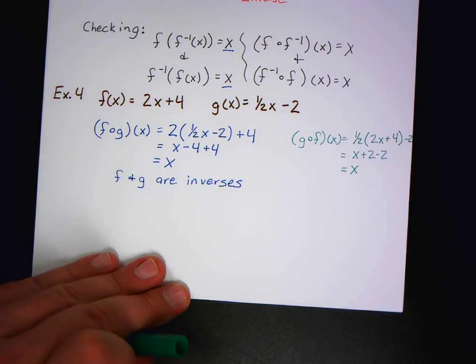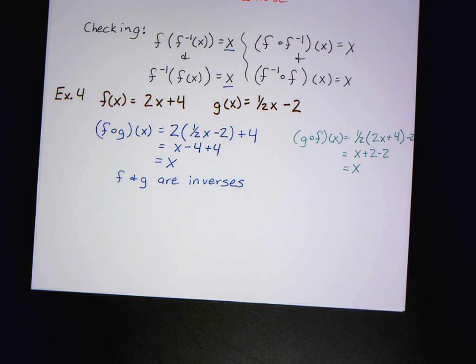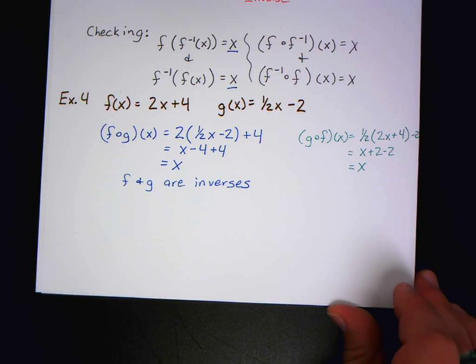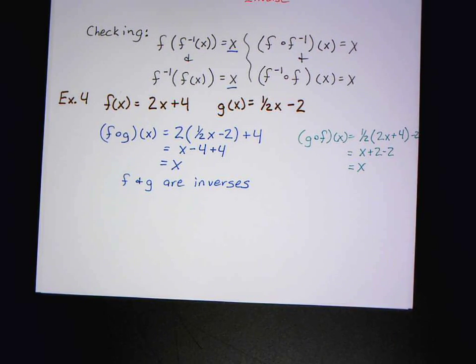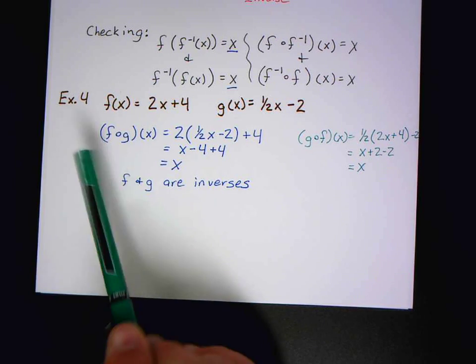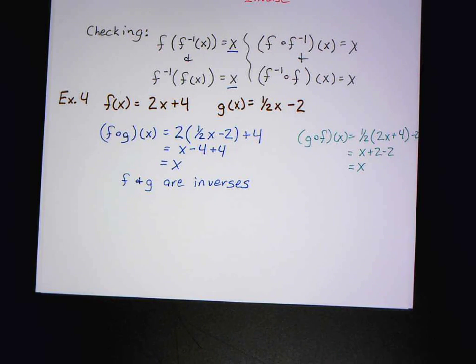So if you did it the other way, you'd still get X. So where do you use those checking things? The formulas for checking, what do you use those? Where would you use this, like in real life? Not in, like, in the homework, they're going to specifically say, here are two functions, are they inverses? And this is what you do.